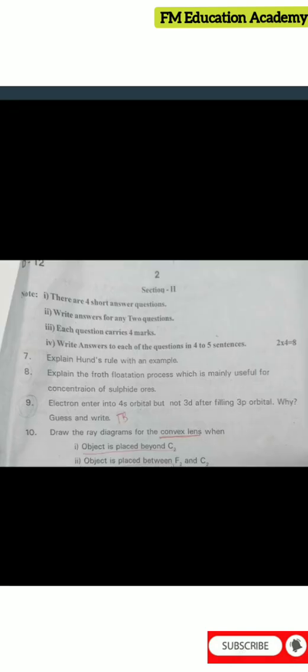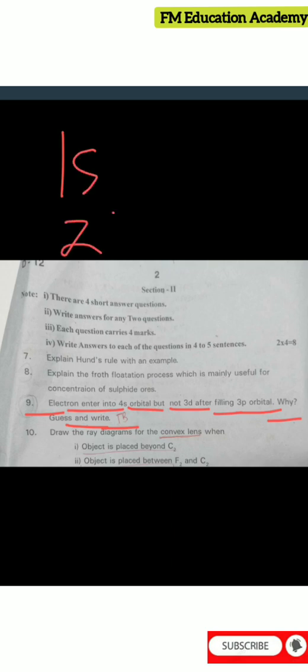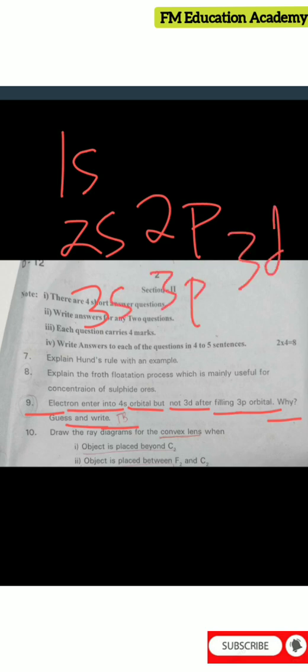Ninth question. Electron enters into 4s orbital but not 3d orbital after filling 3p orbital. Why? Guess and write. Here remember this diagram: 1s, 2s, 2p, 3s, 3p, 3d, and then 4s. We see this in this diagram.